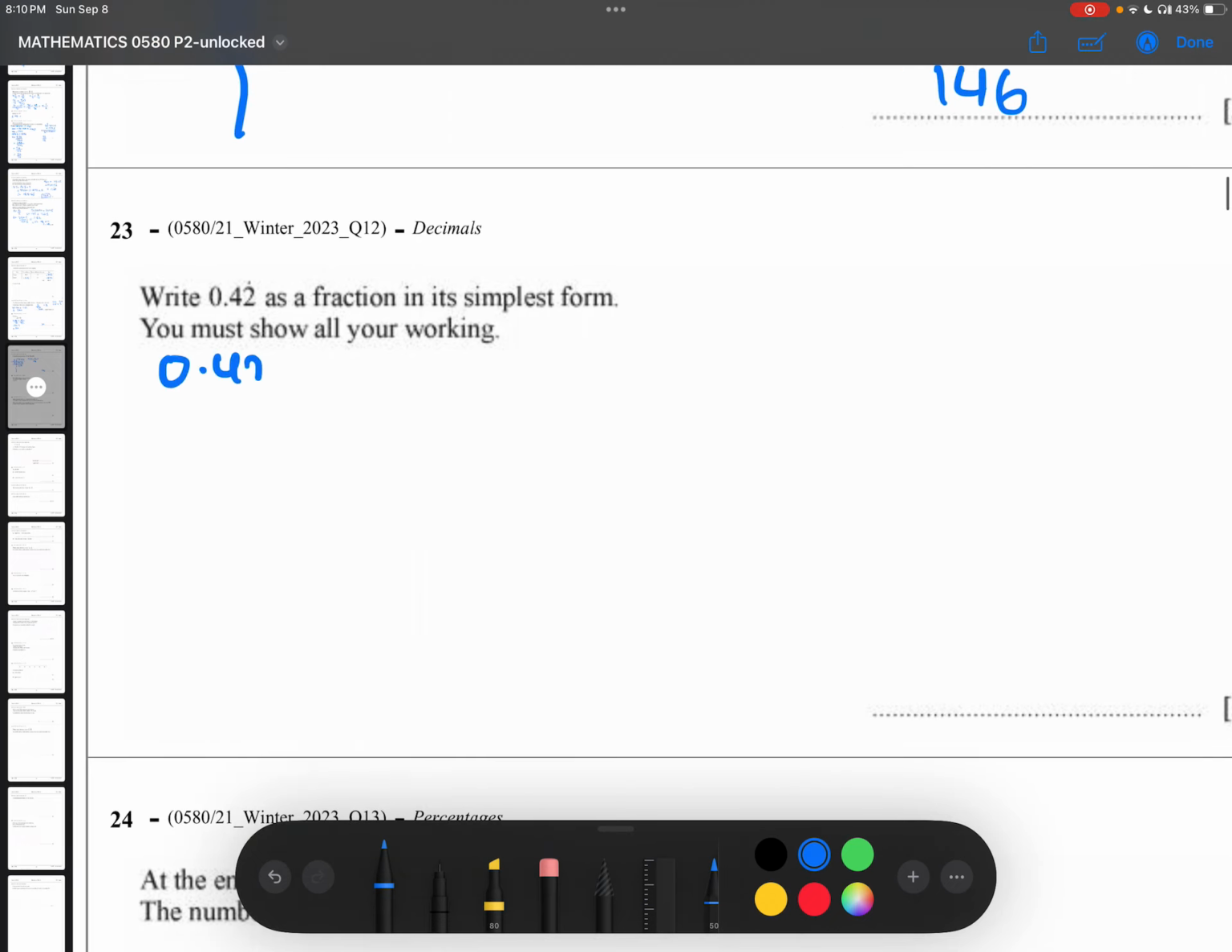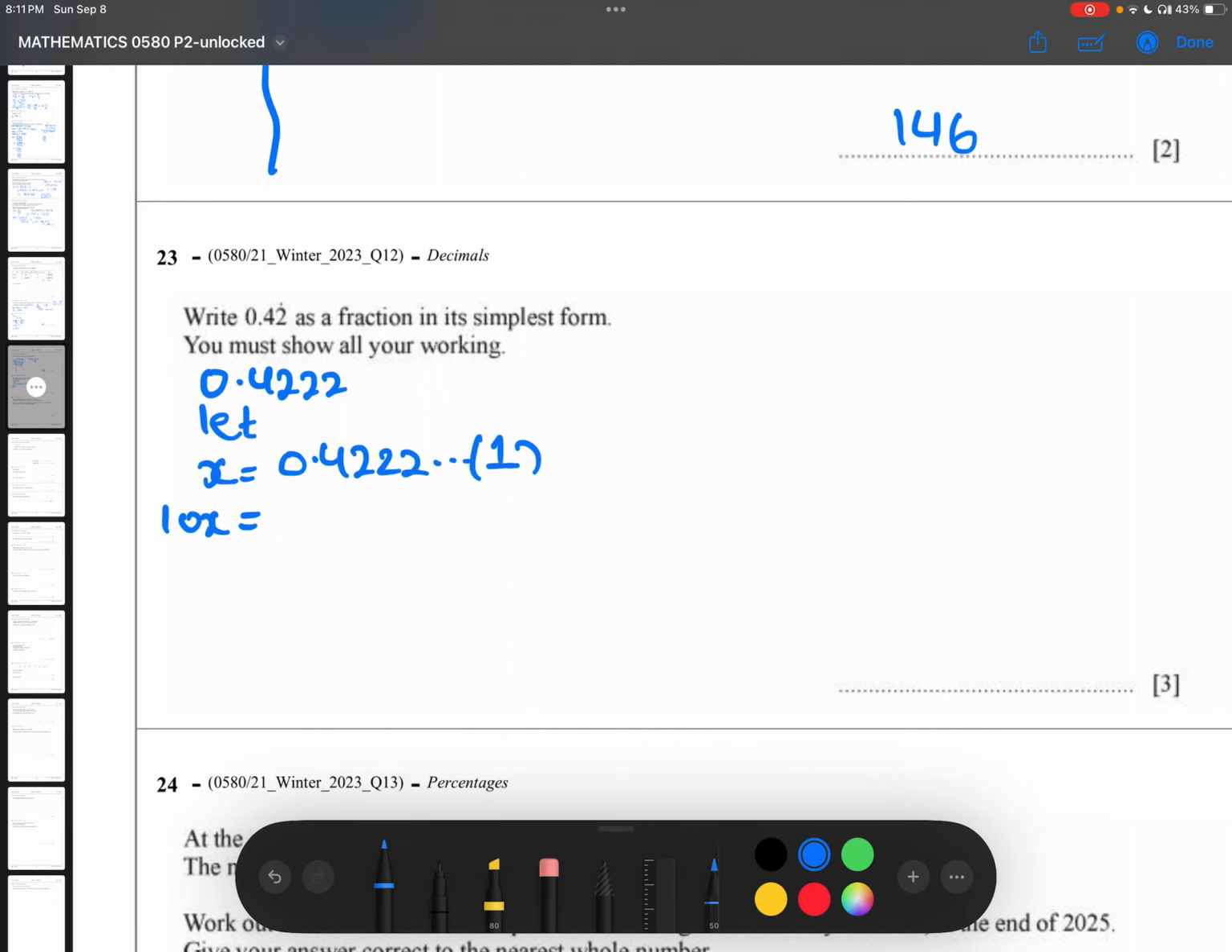So let x be equal to 0.4222. There is only one recurring digit, right? So we'll multiply this equation by 10 and we get another equation. This is equation 1. If I multiply x by 10, I get 10x. I will have to multiply 0.4222 by 10 as well, and it will become 4.222 and so on. This is my equation 2.